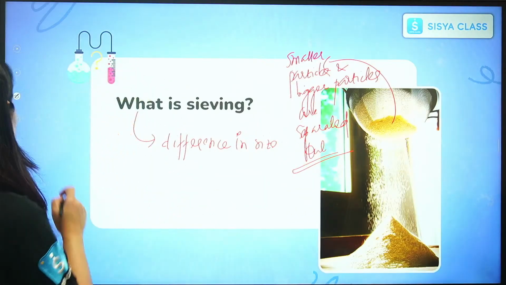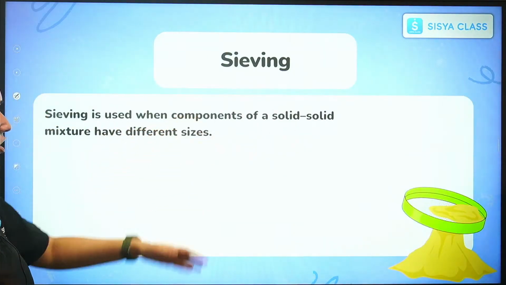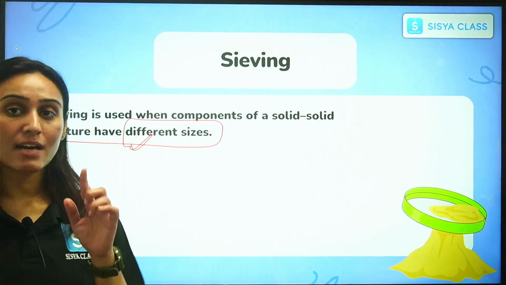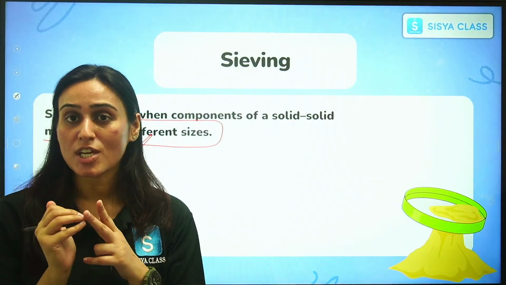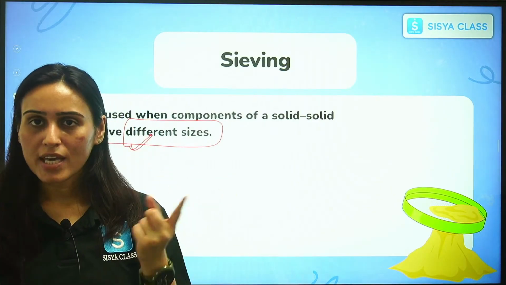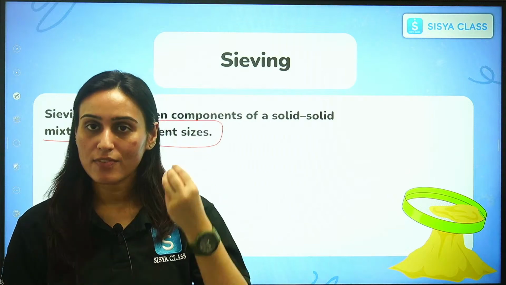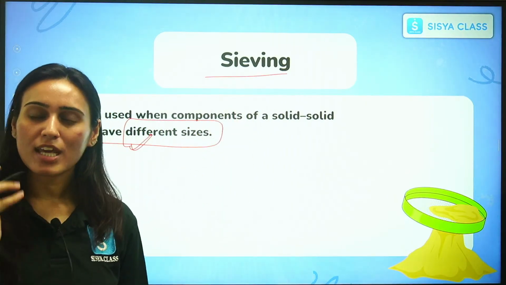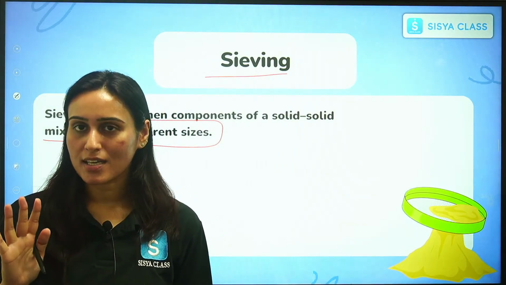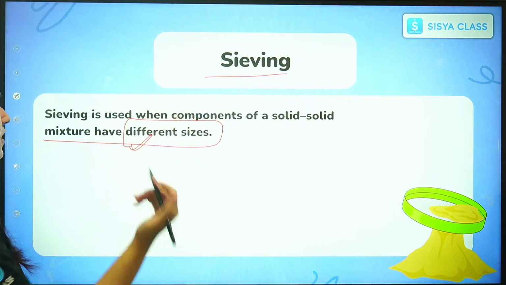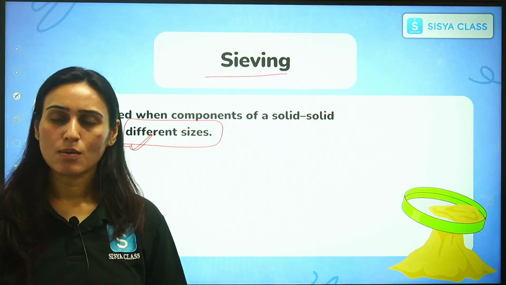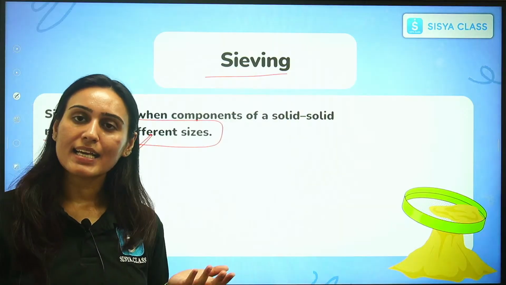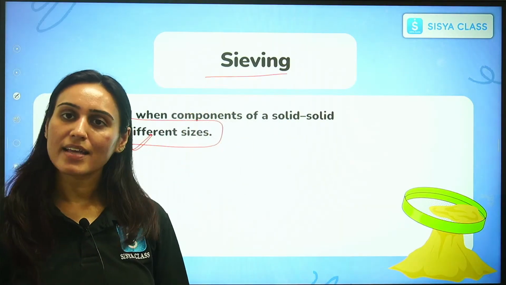Okay, let's see this method. So sieving is used when the components of a solid mixture have different sizes. This was important. Hand picking, difference in size, difference in shape, difference in color. Winnowing, difference in mass, difference in weight, difference in density. Sieving, difference in size. We should focus on the principle we are following here, right? So if you have a solid mixture and it has different sizes, what is the method we can use to separate out those components? We can take help of sieving. As simple as that.